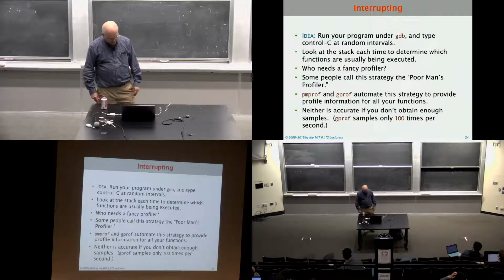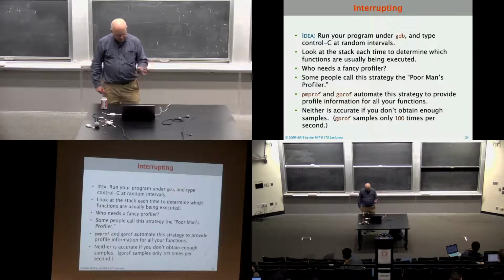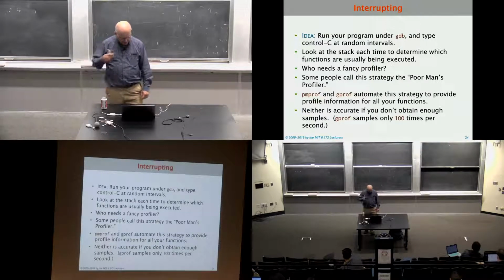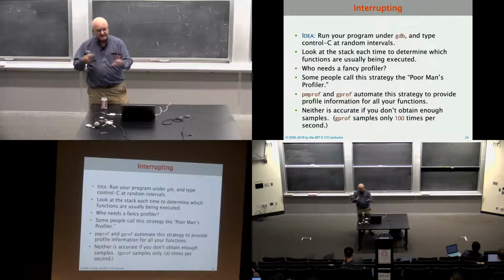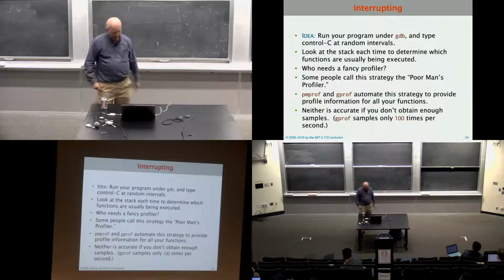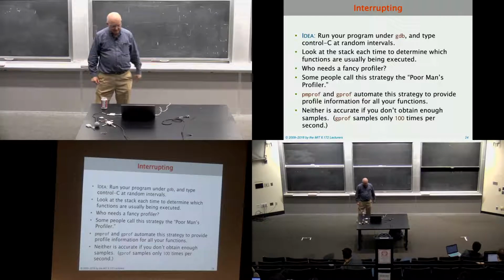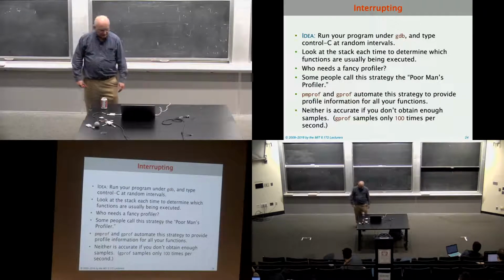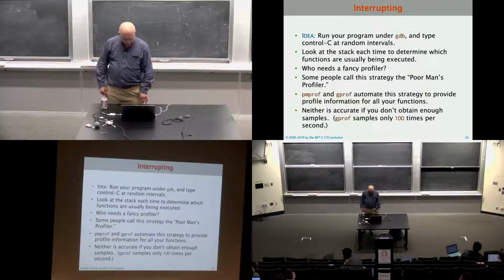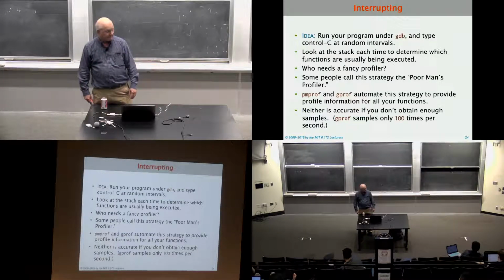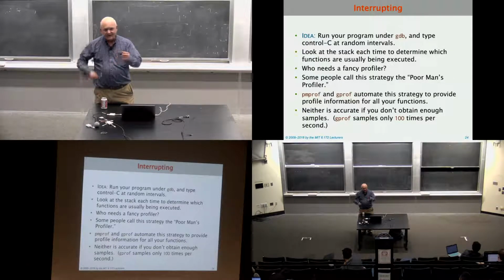Now, there are some other things. The poor man's profiler, and people have built things like gprof to automate this strategy, so it automatically accumulates, looks at the stack and what's being executed, puts that into a call graph, and figures out where the time is going. But neither of those programs is accurate if you don't obtain enough samples. For example, gprof samples only 100 times per second. If you're using gprof for timing something that's only a second long, you only get 100 samples. That's not a real lot, and you can get wildly inaccurate numbers from interrupting.